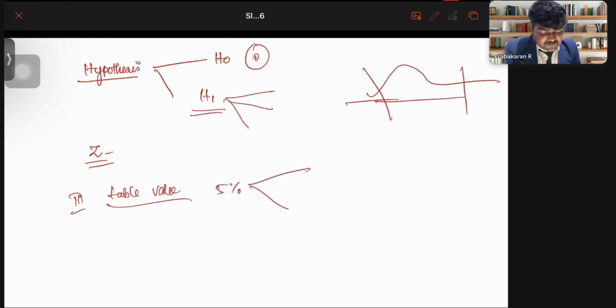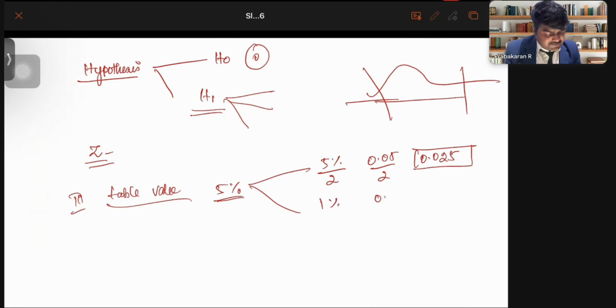So here it comes, one tail or two tails. If in the alternative hypothesis we have fixed two sample means as equal and not equal, not equal means it may be lesser or greater, right? There are two possibilities. That is two tail. So for two tail, 5% divided by 2, that is 0.05 by 2, is 0.025. We have to look up 0.025 instead of 5%. If it is 1%, that is 0.01 by 2, that is 0.005. This is two tail.